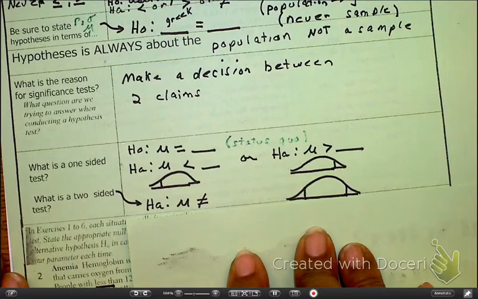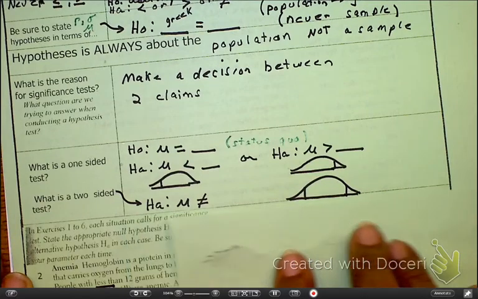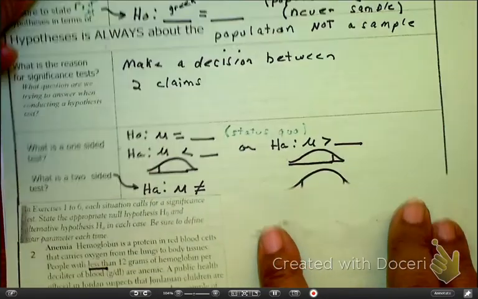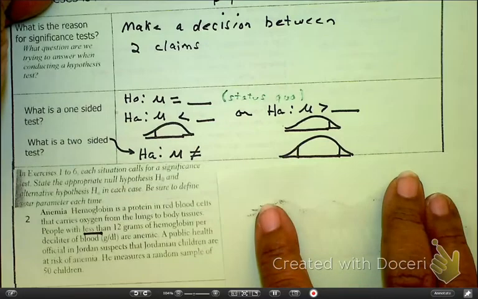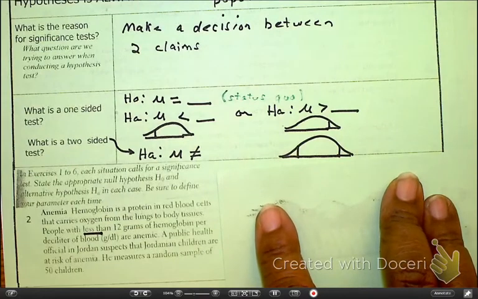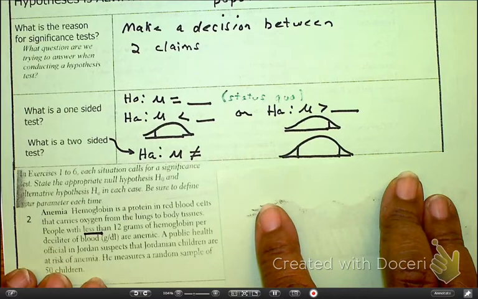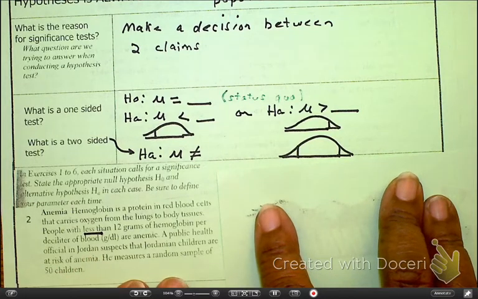So now let's jump to our questions. Please take a minute to read this. So as I look at this, we have hemoglobin and protein. People with less than 12 grams of hemoglobin per deciliter of blood are anemic. And public health wants to see what's happening for the Jordanian children in terms of their risk for anemia.